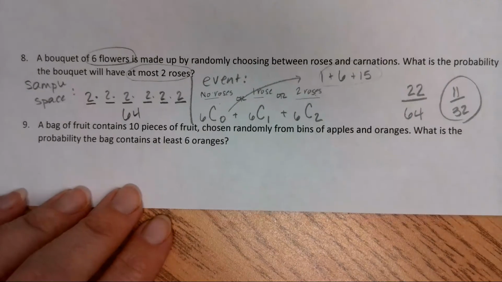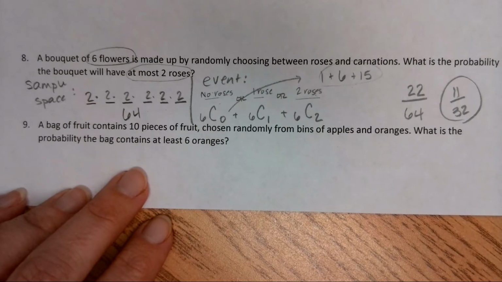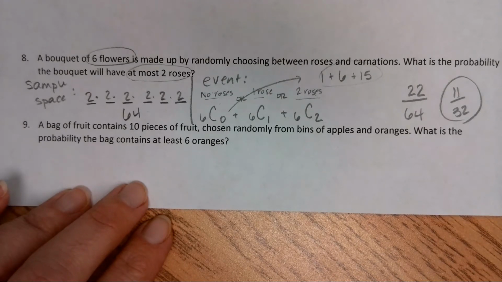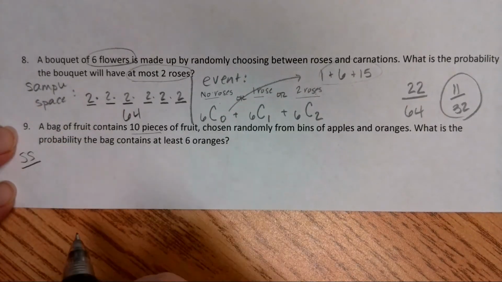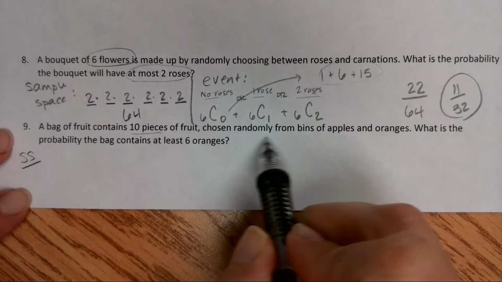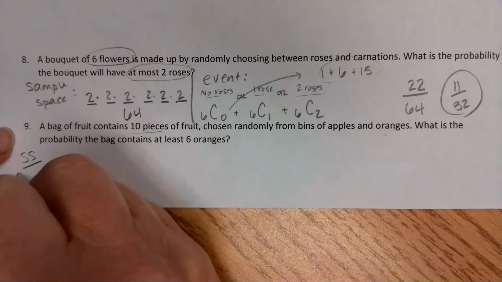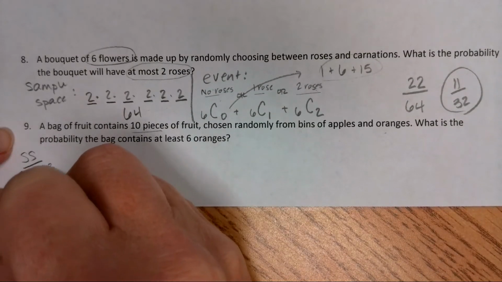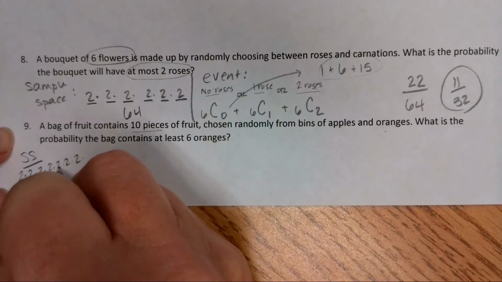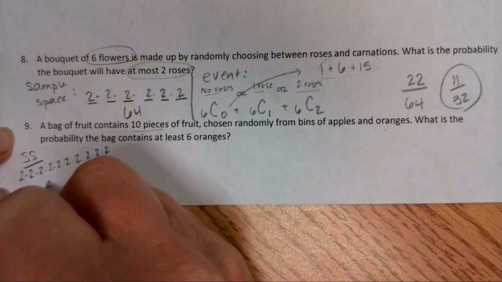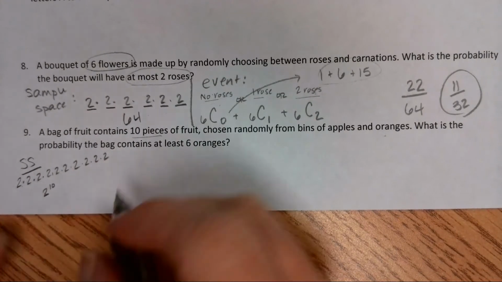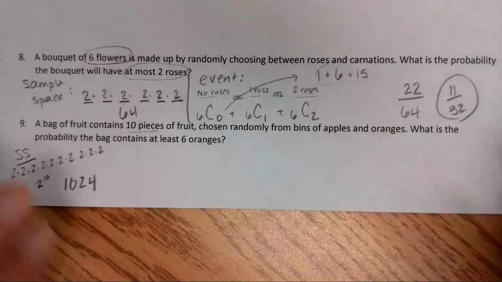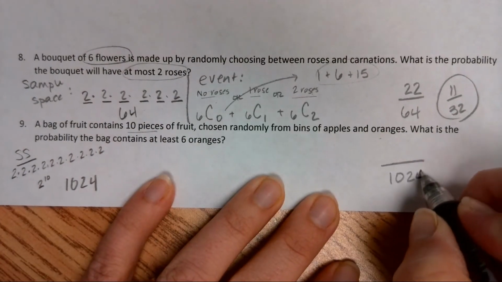All right, my number 9 is similar. I have a bag of fruit containing 10 pieces of fruit chosen randomly from a bin of apples and oranges. What is the probability of a bag containing at least 6 oranges? So for my sample space, there are 10 pieces of fruit. Each piece of fruit could be an apple or an orange. So this is going to be 2 options each, so I'm looking at 2 to the 10th power, which is 1024, as my denominator for the total options for the sample space.